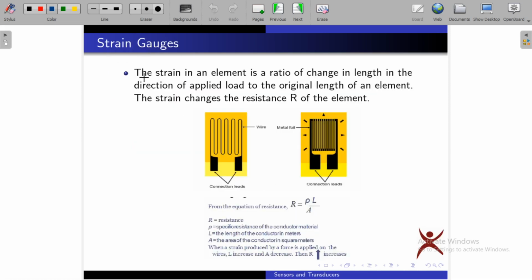Coming to strain gauge. Strain is the ratio of change in length in the direction of applied load to the original length. Okay, delta L by L. It's called strain. This is without strain. With strain, you're going to have wire like this. If you stretch this length of wire, it will become like this, and the length will be increasing if you stretch this wire.